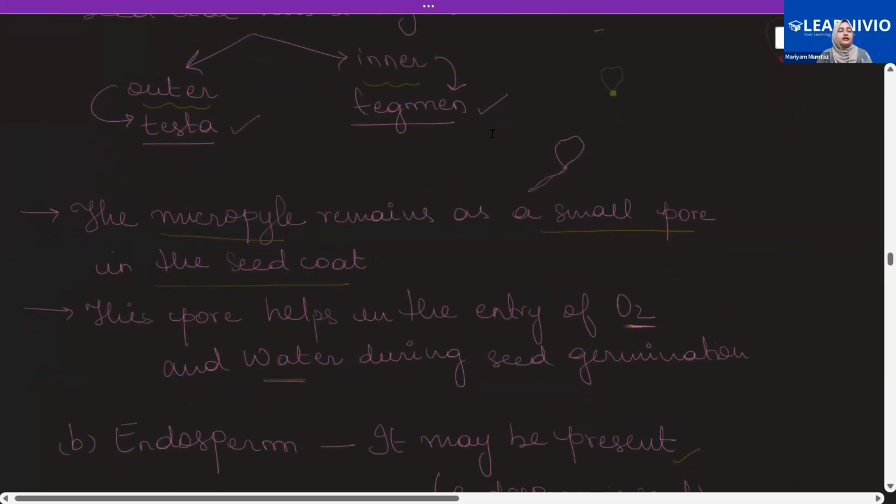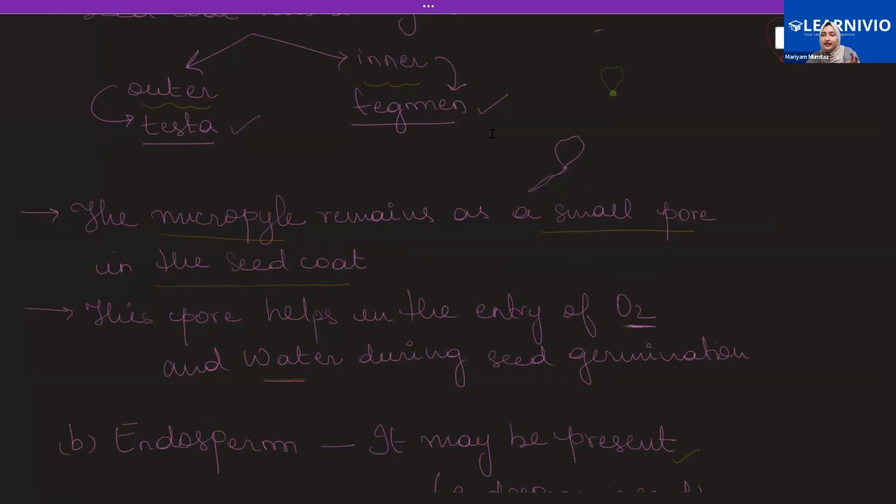Now, in the seed, there's a tiny pore-like structure, which is the remnant of the micropyle. The micropyle remains like a small pore in the seed coat. Now, this pore is going to help in the entry of oxygen and water during seed germination.